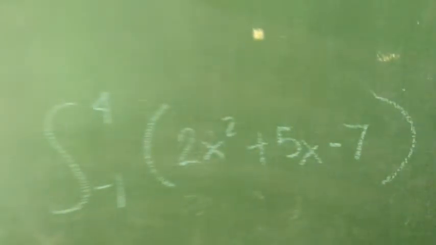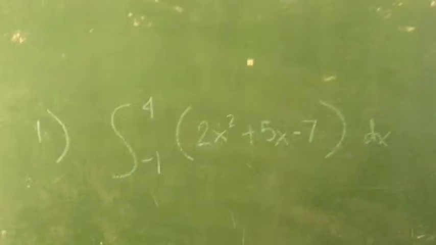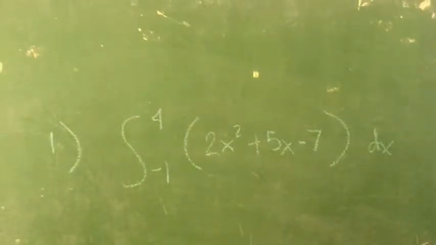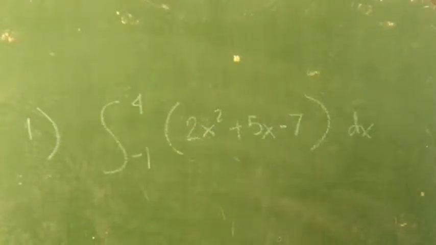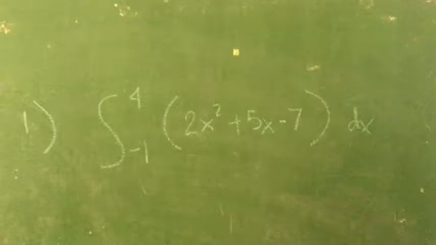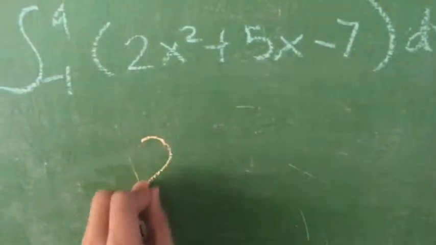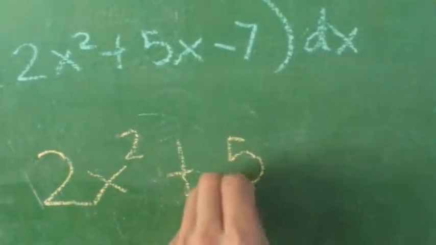Here is the first example: the integral of 2x squared plus 5x minus 7 dx, where the limits are from negative 1 to 4. First, find the antiderivative of the given function.